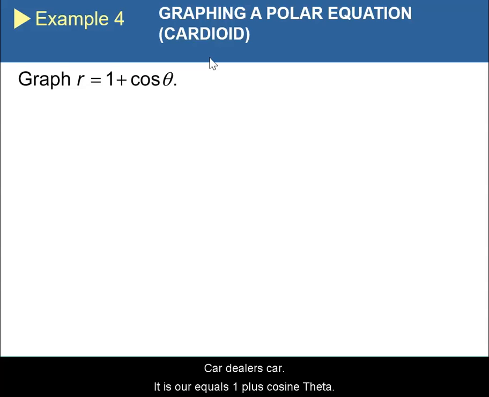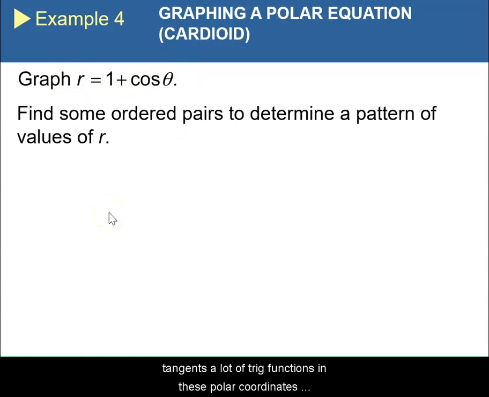Okay, I never can say a lot of these right. A cardioid, right? So cardioid is r equals 1 plus cosine theta. There's always going to be cosines and sines, possibly tangents, a lot of trig functions in these polar equations. Here again, my radius changes as the angle changes, so I want to find some ordered pairs to determine the pattern of values of r.